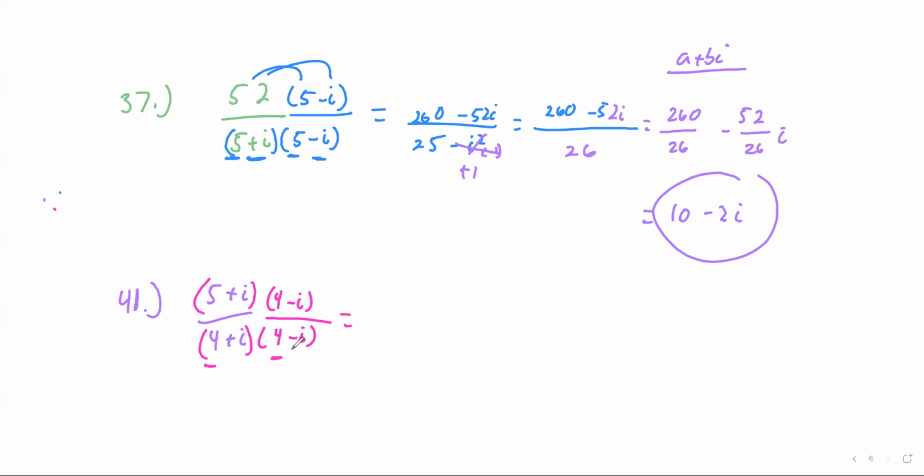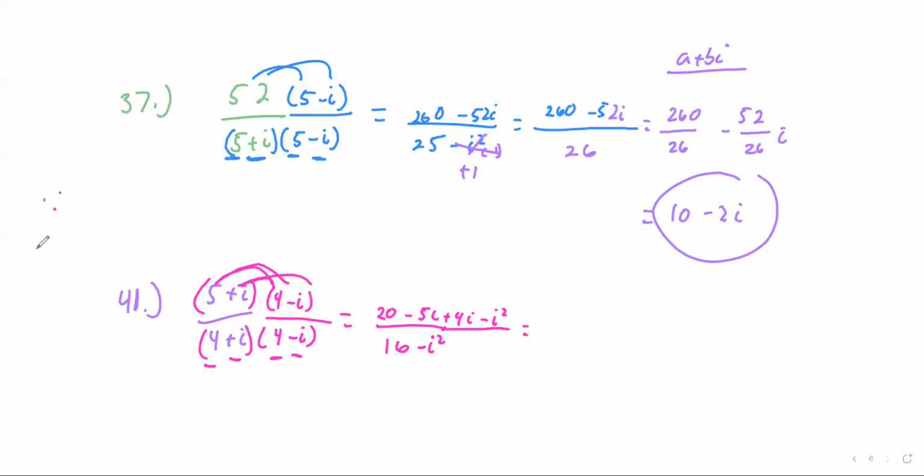Again, on the top, I know it's going to be 4 times 4, 16. i times negative i, which I know is negative i squared. Here, I'm going to have to foil this out. So 5 times 4 is 20. 5 times negative i is, oh, no, 5 times negative i is actually negative 5i, plus 4i. And then i times negative i would be negative i squared.